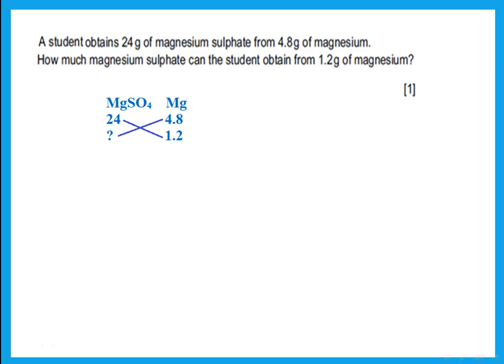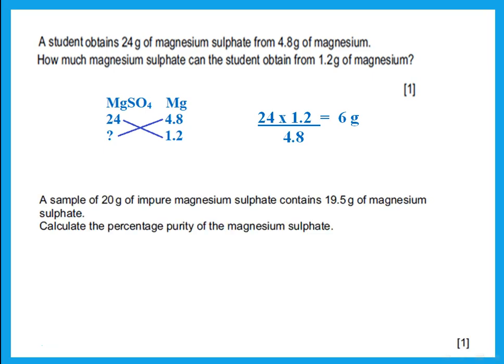Again, this one basically says the same thing. A student obtains 24 grams of magnesium sulfate from 4.8 grams of magnesium. Now, how much magnesium sulfate from 1.2 grams of magnesium? Again, from the cross multiplication, it's 24 times 1.2 over 4.8.